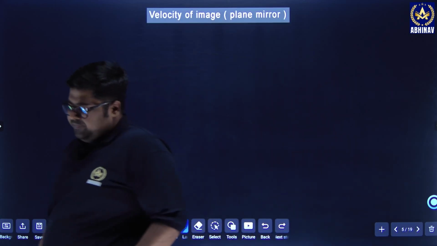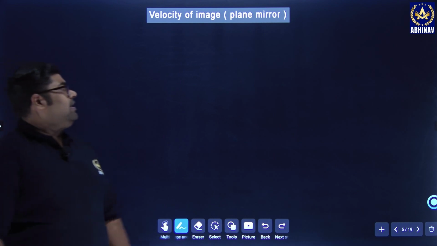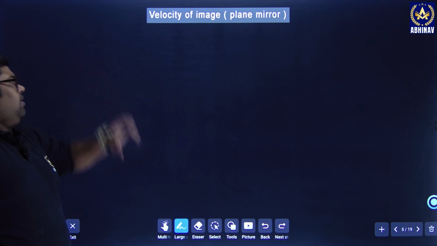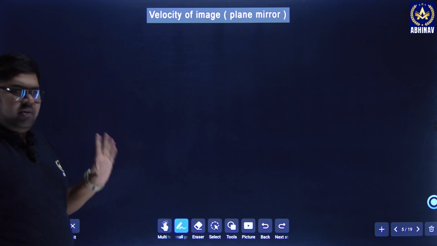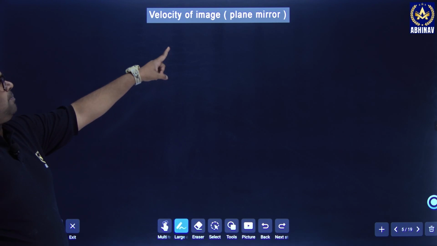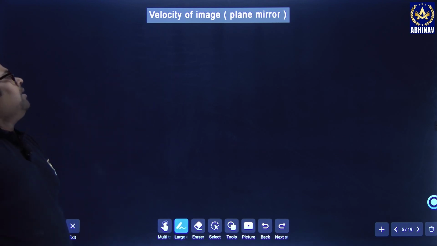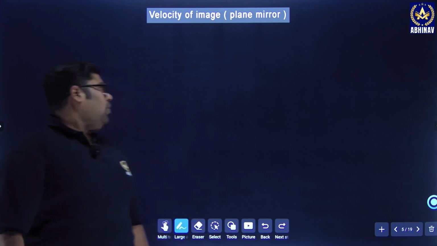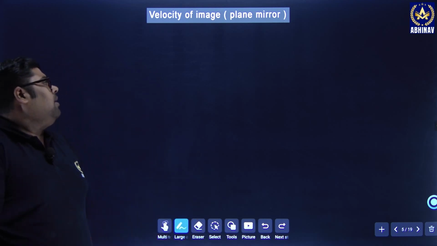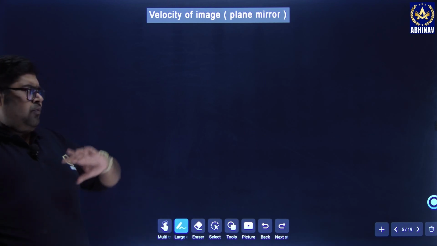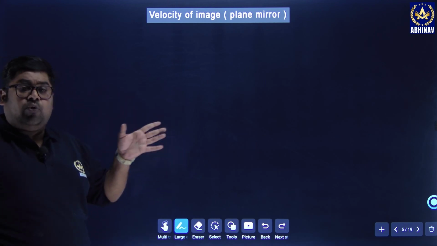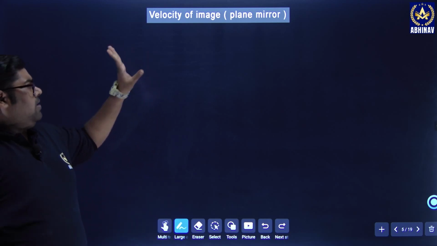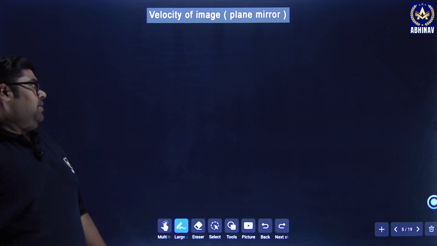Moving forward now, this is a very important concept. So we are going to have a look at the velocity of image in terms of a plane mirror. I have highlighted that part for you, plane mirror, because we are going to have a look at the velocity of the image in terms of spherical mirrors as well as spherical lenses, and the formulas and calculations there are going to be a lot different than this one. Velocity of the image in terms of plane mirror.